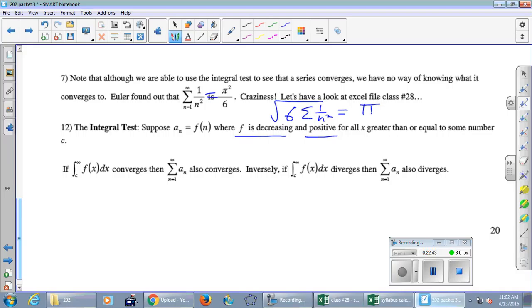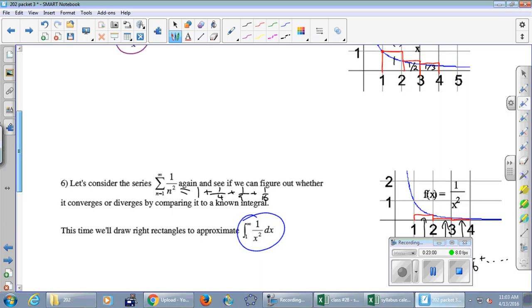And we're not going to get caught up in the details of whether we are using left rectangles or right rectangles. The fact is, one of the rectangles will give you the conclusion you want, so don't even sweat which one you need. Just know that the integral and the series behave the same way. So let's officially write it up here in number 5.